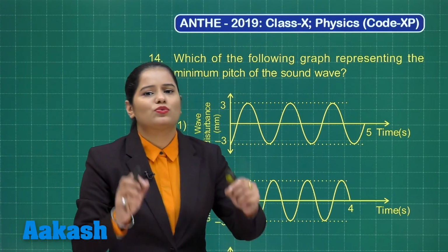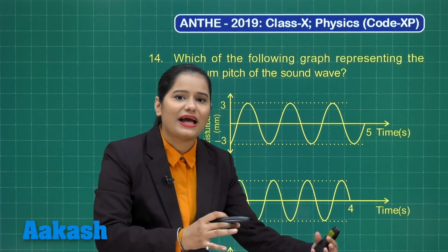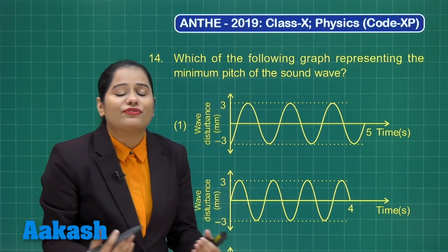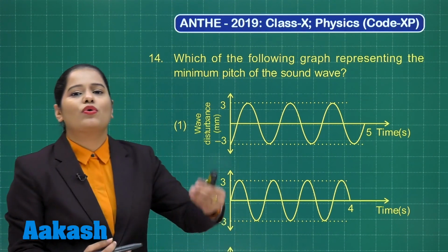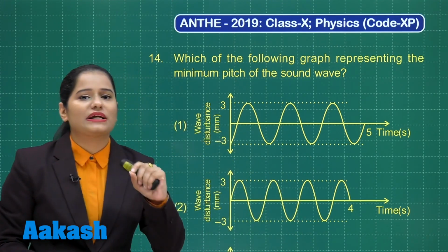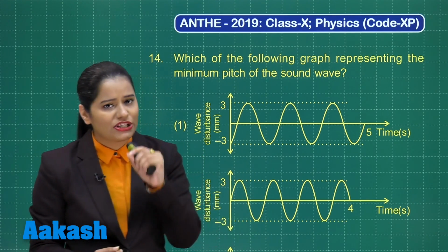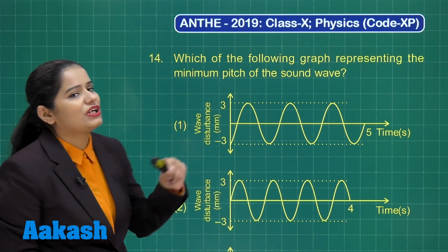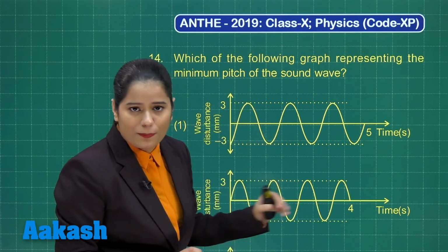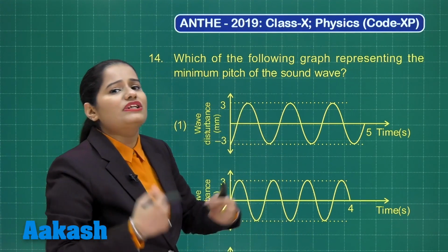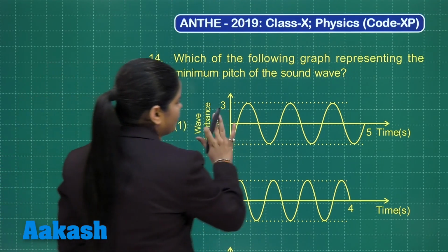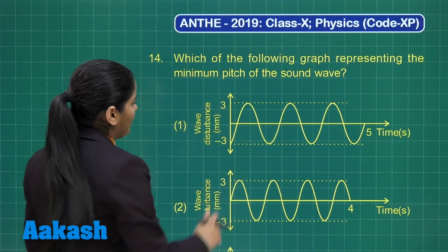Just try to think about what the relation is between the pitch and the frequency. Frequency decides the pitch of a sound. More the frequency, more is the pitch. Here we need to pick the graph that is representing minimum pitch. It means we need to look for the minimum frequency as well. So we will calculate the frequency for all the 4 options and see which frequency is minimum. I am first going to calculate this for option 1.